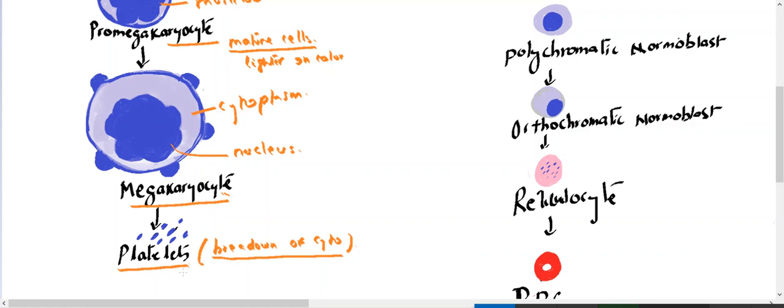And again, the platelets are important in hemostasis. That means if someone has any cut, it will help in stopping the bleeding. It plays an important role in primary hemostasis and secondary hemostasis. That's a different topic in first aid guys, and I will again try to make that video.